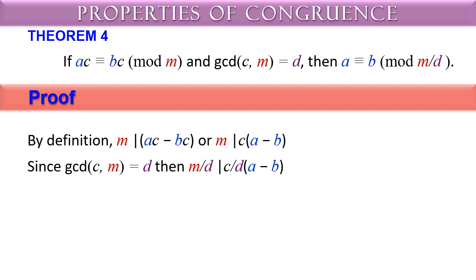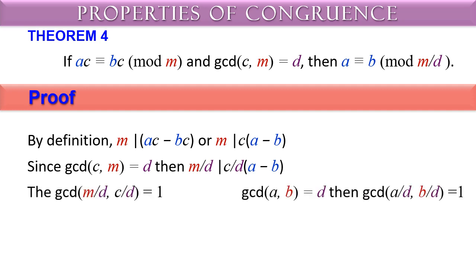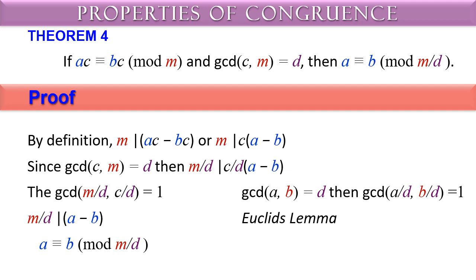Moreover, based on theorem number 7 on GCD, we say that m divided by d and c divided by d are relatively prime, thus their GCD is equal to 1. Lastly, by Euclid's lemma, which states that if a and b are relatively prime and a divides bc, then a divides c, it follows that m divided by d divides a minus b. Thus, theorem 4 is true and a is congruent to b modulo m divided by d. End of proof. To give some examples, we are going to proceed with our next slide.